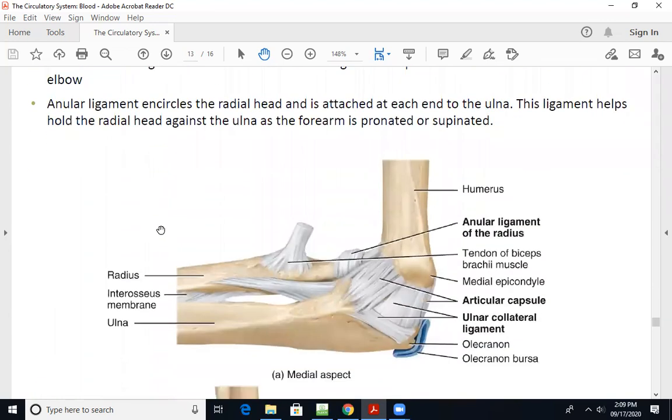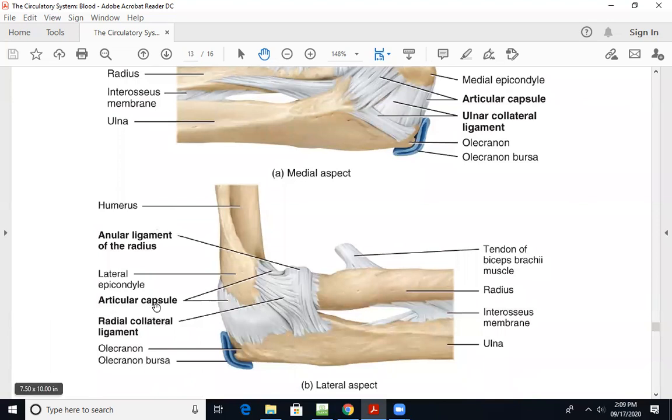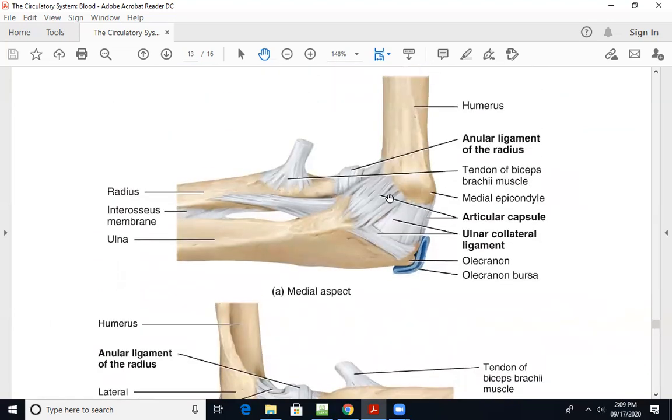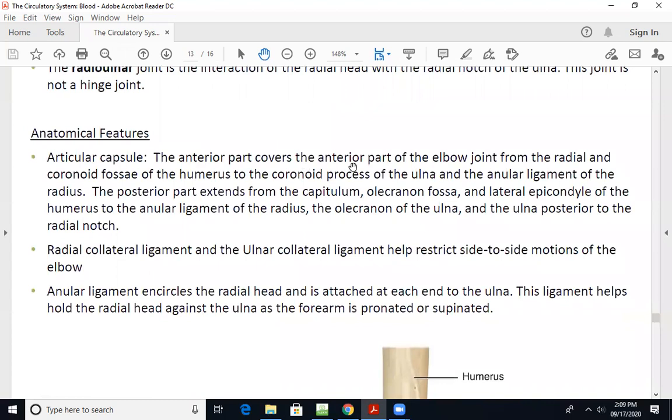Okay, let's talk about our structures. First thing, you can see it in both images. It's a very distinctive, very prominent structure called the articular capsule. The articular capsule is on the anterior part, covering the anterior part of the elbow joint from the radial and coronoid fossa of the humerus to the coronoid process of the ulna and the annular ligament of the radius.